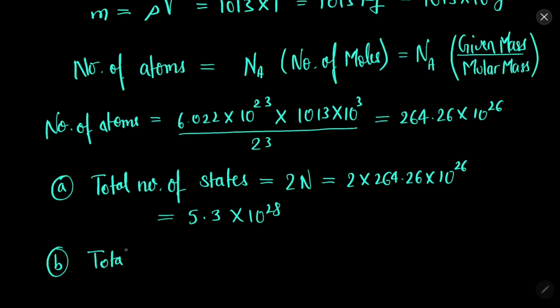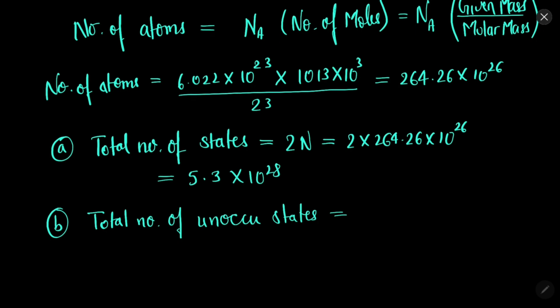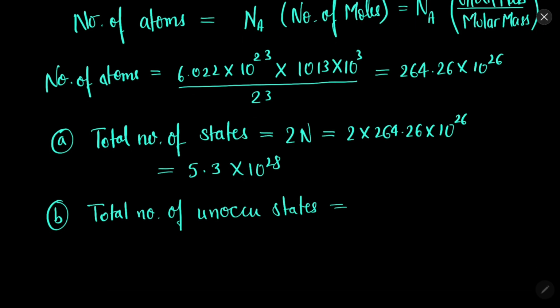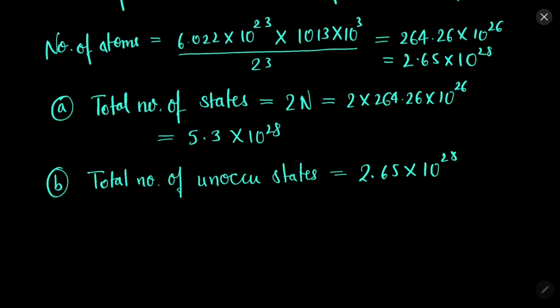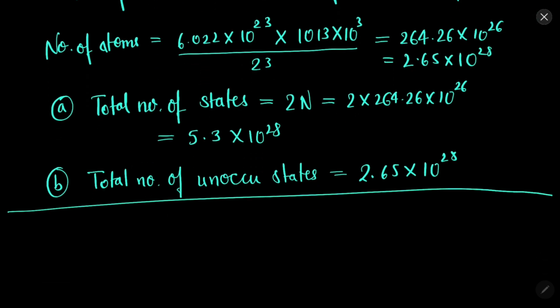Then total number of unoccupied states. Half of the total states are unoccupied, that is 2.65 into 10 to the power 28. This is 2.65 into 10 to the power 28. So half of the total states are unoccupied.